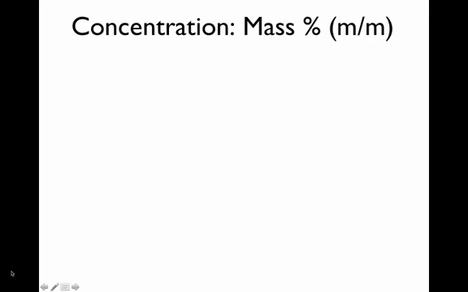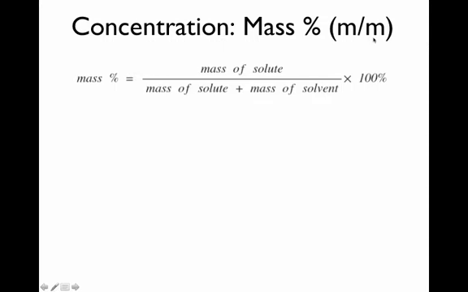So the first method that we are going to talk about, a method for describing how concentrated something is when it's dissolved in a liquid, is called the mass percent method. That's written here. Sometimes it's called the percent by mass method, sometimes the mass percent method, and sometimes people will refer to it as the percent M over M method, which is shown here to the right. The formula for the mass percent method is this.